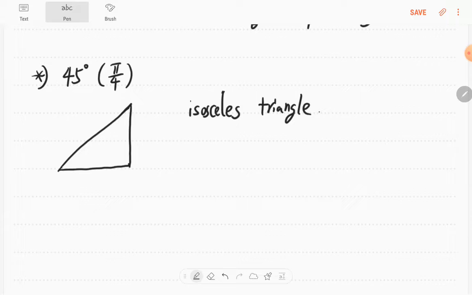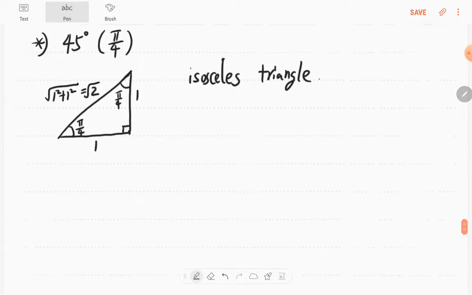Okay, so that means these two sides are equal, so we set this one to be unit 1 and this unit 1. Then we can calculate this side by the Pythagorean theorem. This is 1 squared plus 1 squared, equals square root 2. Right? In the isosceles triangle, here is pi over 4, so here is also pi over 4.